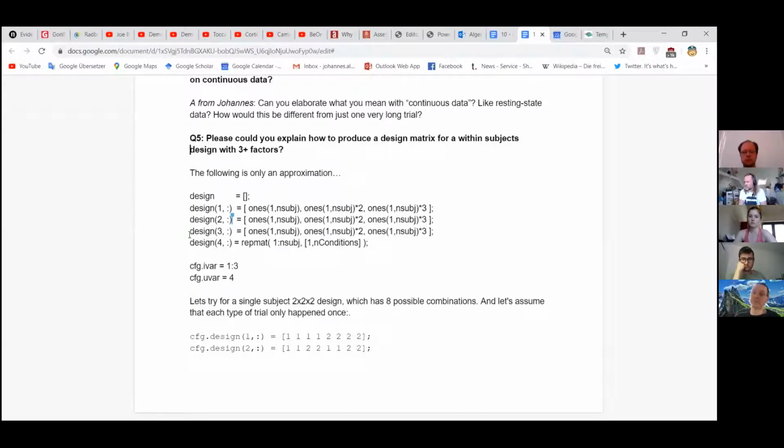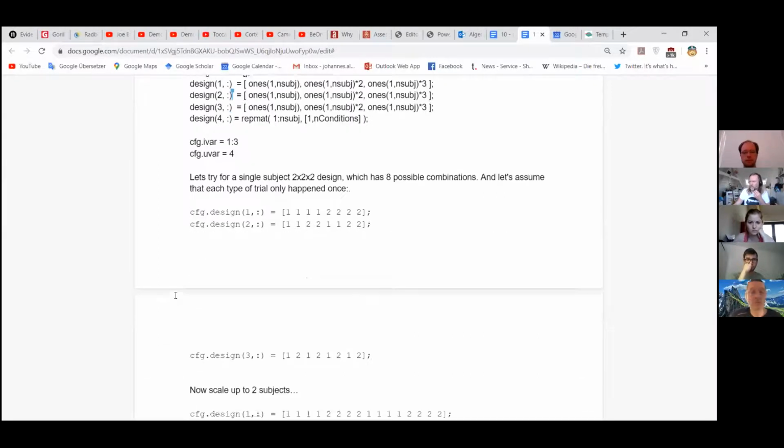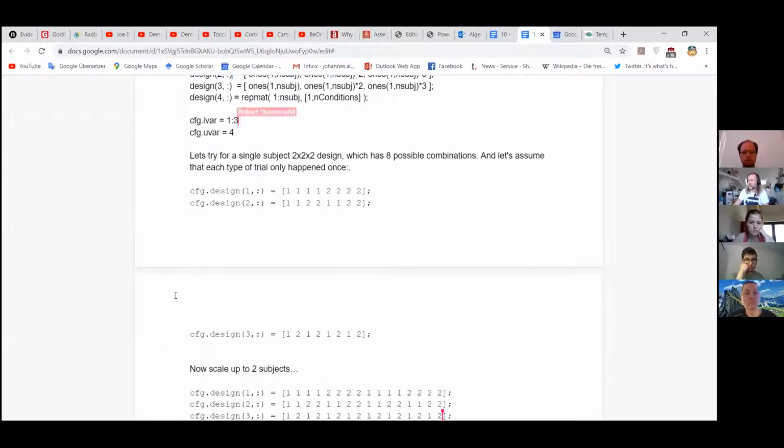Yep. I think Robert has made a suggestion in the code, also in the answer sheet now. So you see an abstract solution, you see a more concrete solution for a 2 by 2 by 2 design, how to set up the design matrix. I'm not sure, so Robert, can you maybe also explain, what is the null hypothesis that you would be testing here?